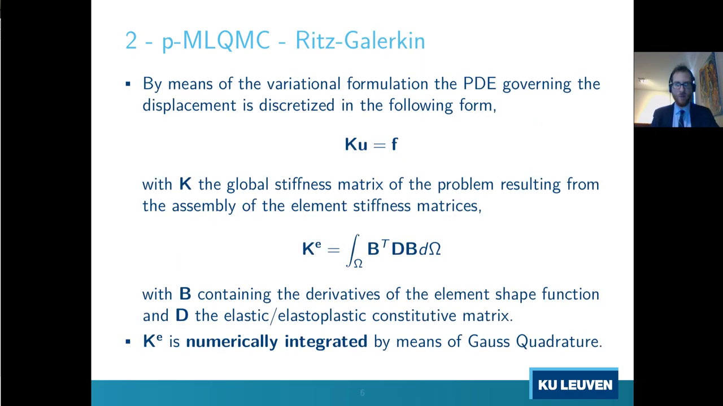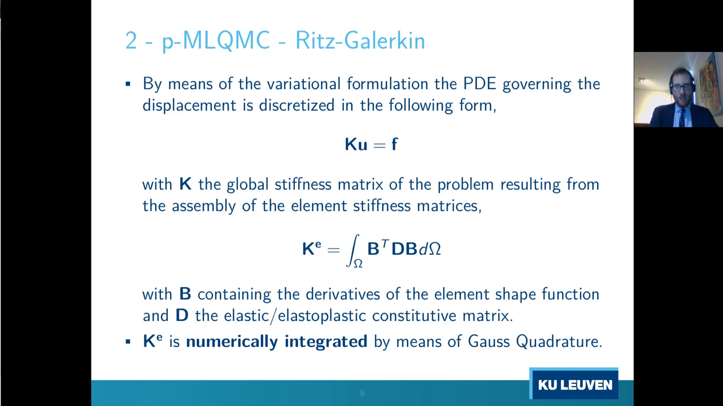So let's move on to the finite element formulation. A partial differential equation can be discretized by means of the variational formulation in the following algebraic form: K times u equals f. F is a vector, the force vector, u is the displacement vector, and K is the global stiffness matrix. You have to solve this.